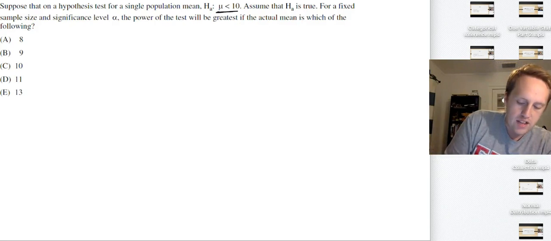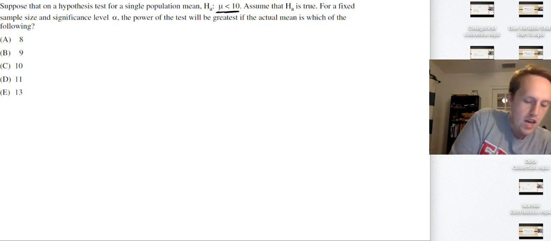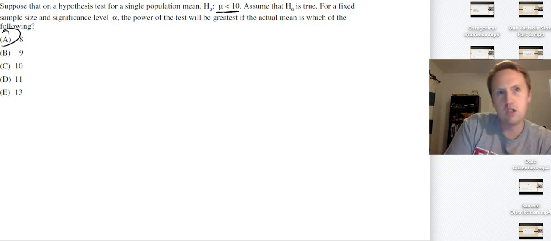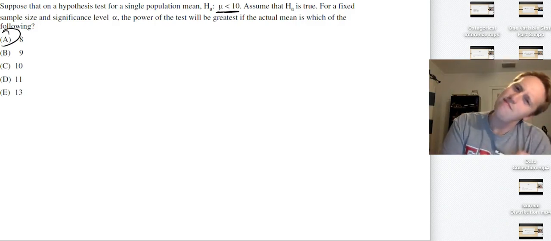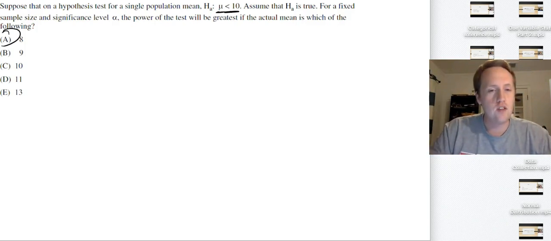So basically now it's just what would be the easiest to detect this alternate hypothesis? Well, they're saying mu is less than 10, right? So I'm just going to pick the one that's furthest into that. 8 is the one that's the most less than 10. I think you understand what I mean. I would detect that difference the most easily because it's furthest into my alternate hypothesis.